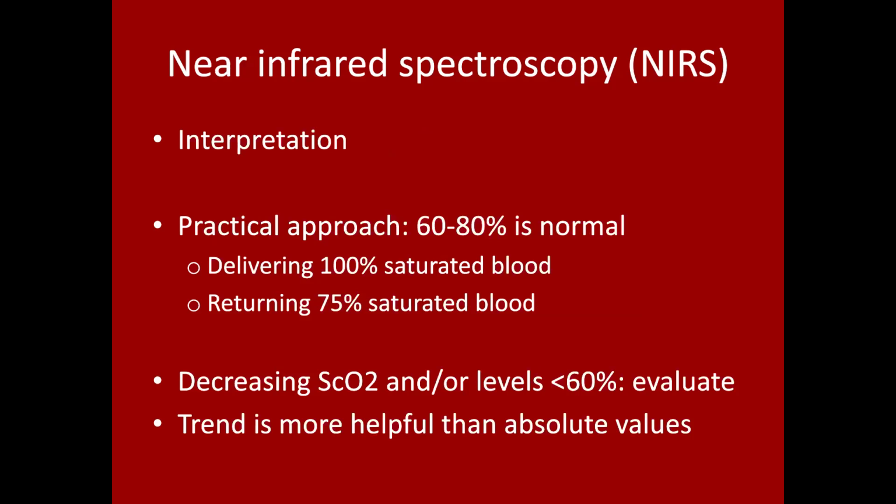So based on this information, a practical approach could be adopted: a renal NIRS or a cerebral NIRS of about 60 to 80% is about normal. And that really just means, as we think about mixed venous or central venous saturations, that you're delivering usually 100% saturated blood, hopefully, God willing, if your lungs and your heart are delivering enough oxygen, and then under normal circumstances, returning blood in the 75% saturated neighborhood.